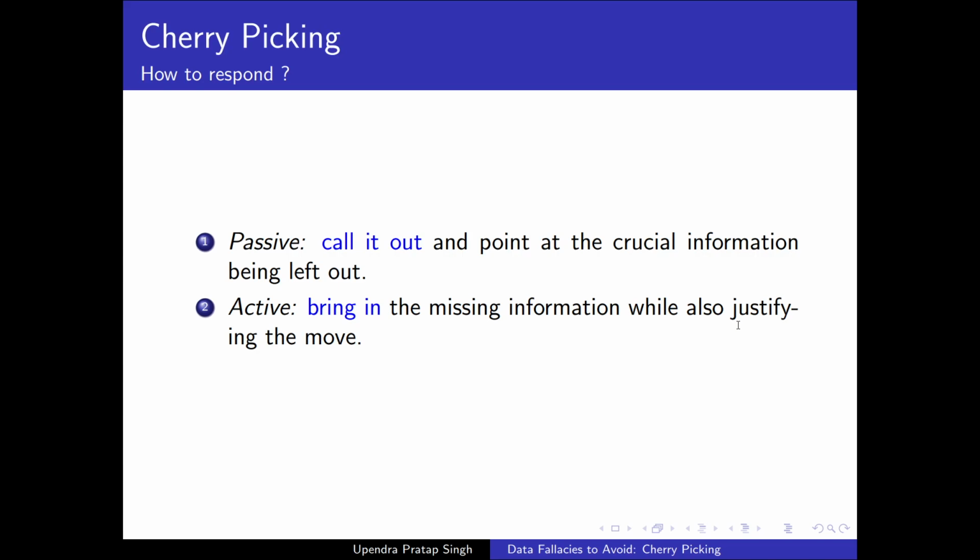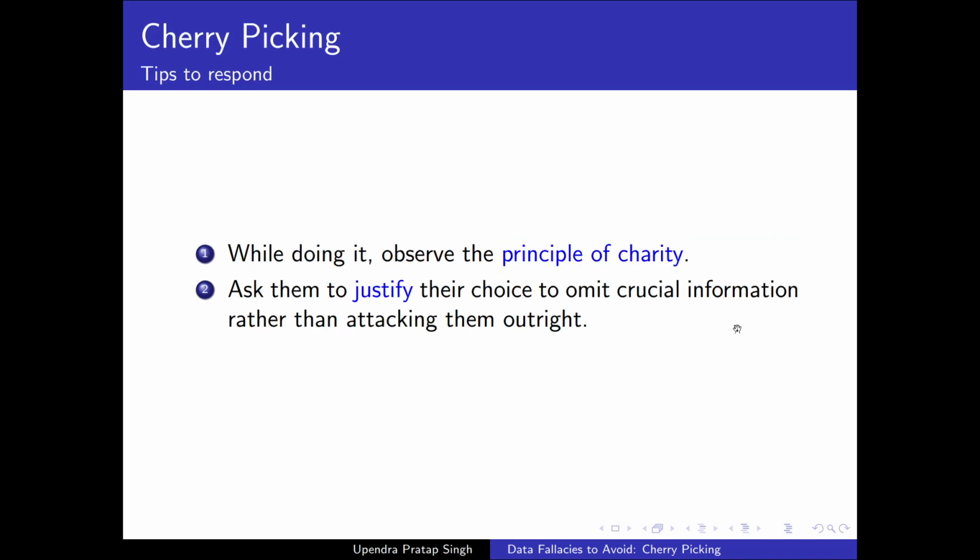But the active approach is a more professional way to go about responding to an event of cherry picking. In the active approach, we bring in the missing information and also justify our move. So not only do we call it out and point out that some information has been left out, but we proactively bring those missing points into the experiments.